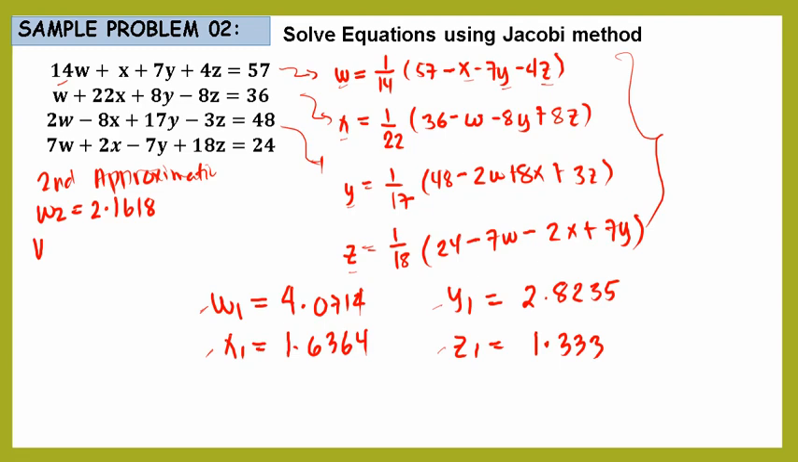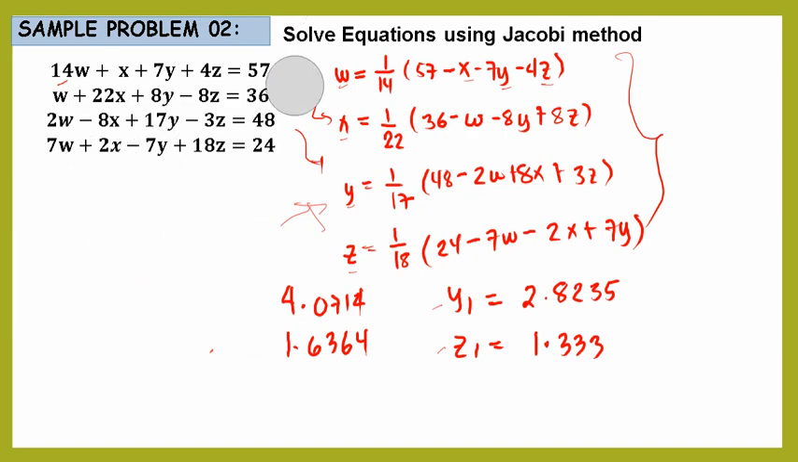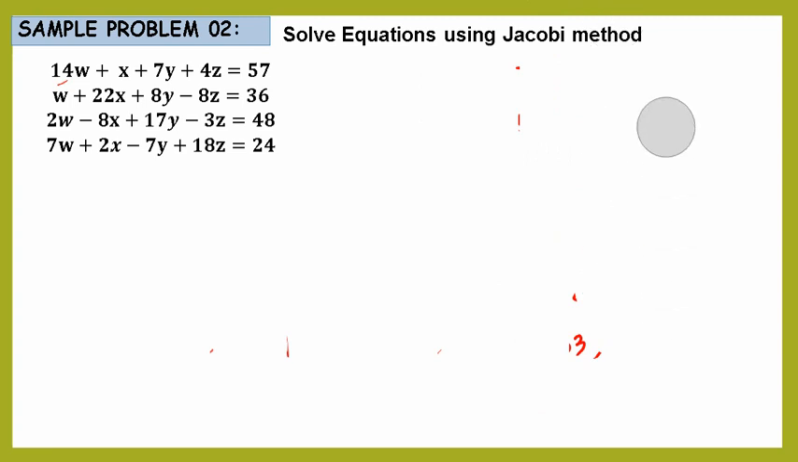2.1618. The x2 equal to 0.9094. The y2 equal to 3.3499 and our z2 is equal to 0.6662. So, if we substitute this value in our equation, this is the equation we get. So, second approximation. And then we repeat again. That is the process in the Jacobi method. We just keep repeating until we get two consecutive values that are the same before we stop.